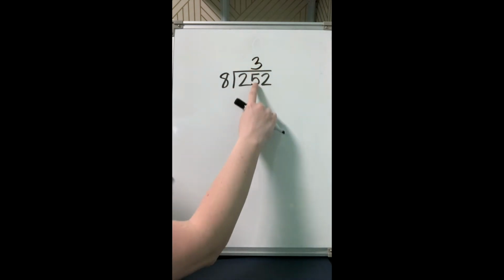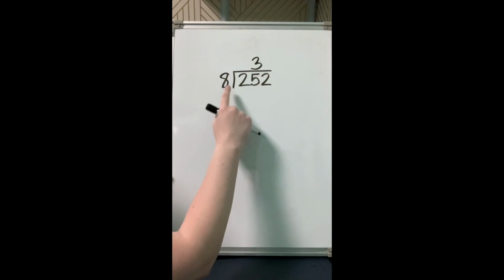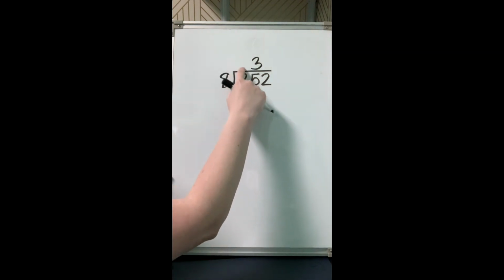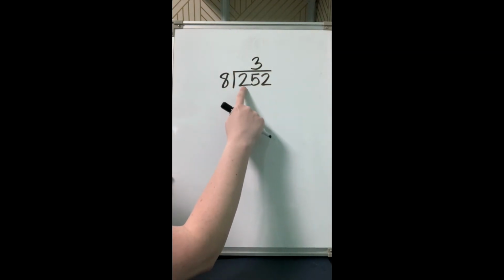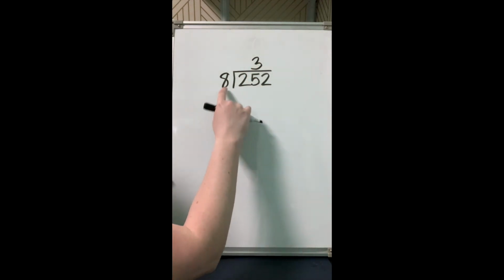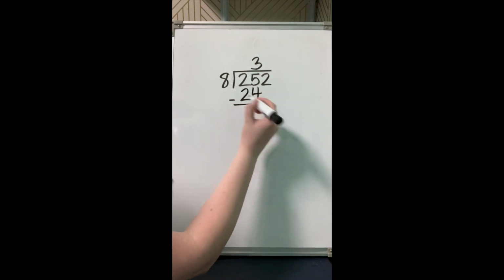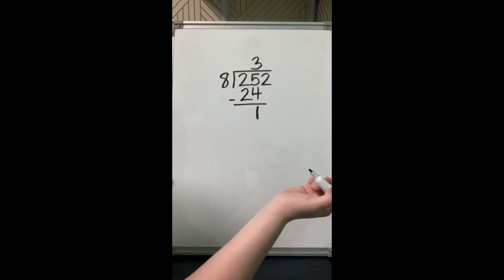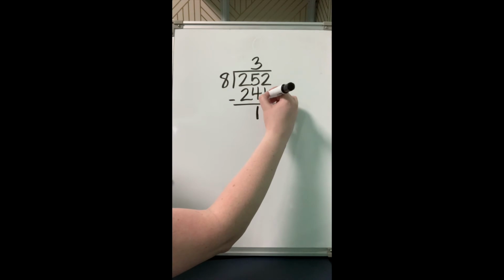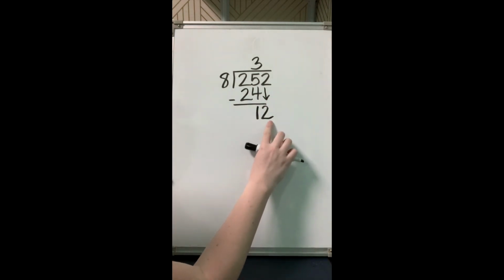Notice how I put the 3 on top of the 5, not on top of the 2. If 8 were to fit into 2, we would put that number above the 2, but since it cannot fit into 2 and we moved on to the 25, we put the number of times 8 can fit into it above the 5. So 8 times 3 is 24. I'm going to subtract, and I get 1. Now I have another 2 to bring down, and now I have 12.